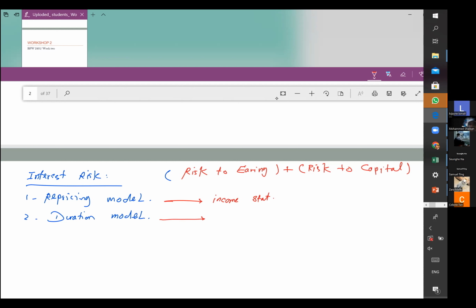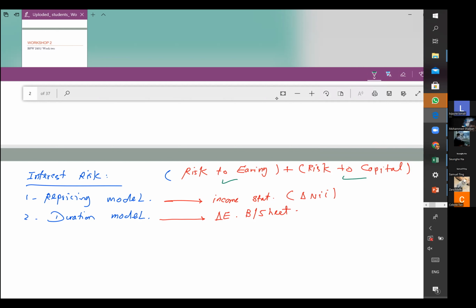So it deals with the net income, and it is encompassing, it deals with the change in equity. So this is the change in net interest income, which is an income statement issue. This is the change in equity, which is a balance sheet issue. Now, this one will cover both the risk to earning and the risk to capital.